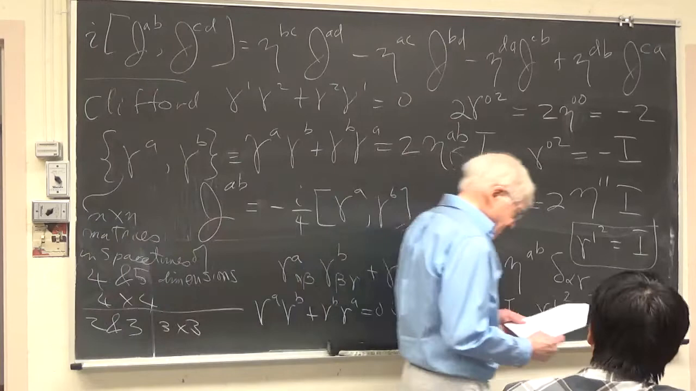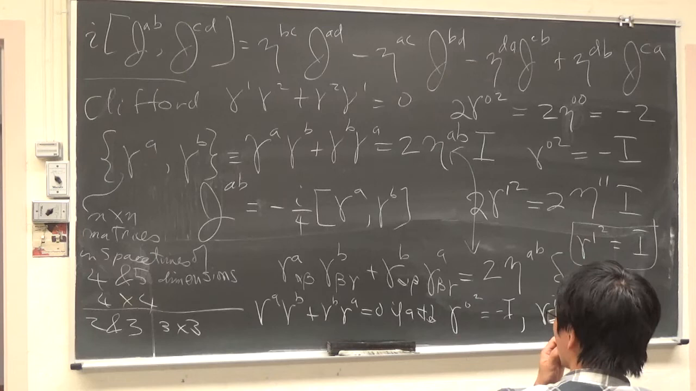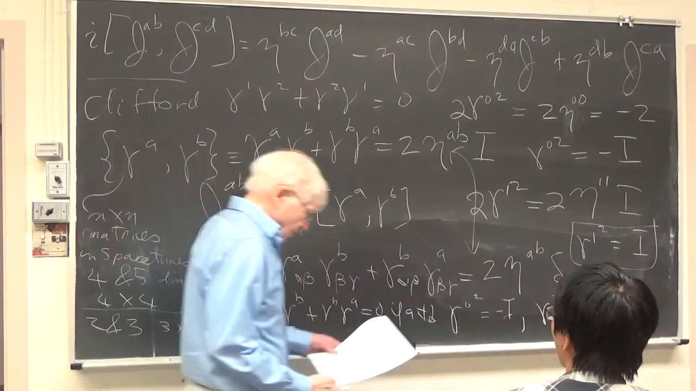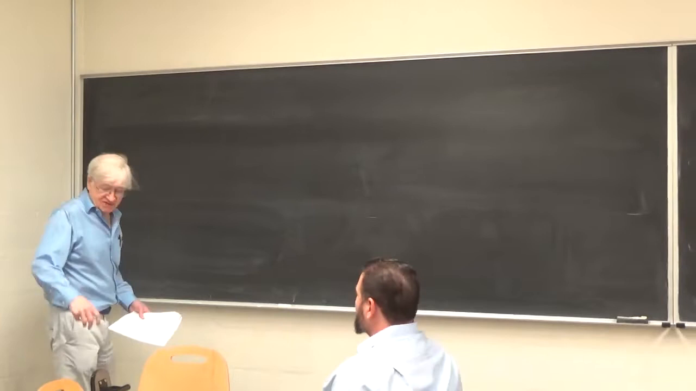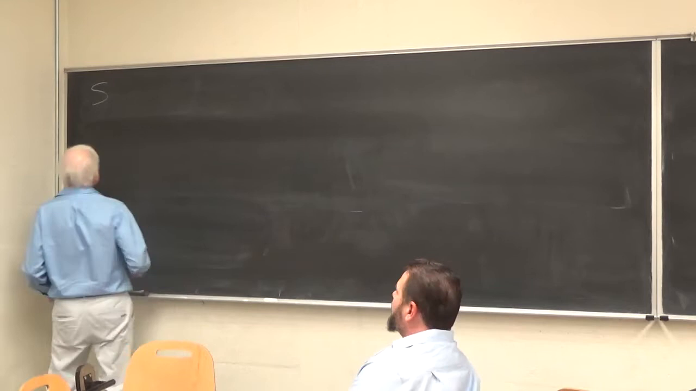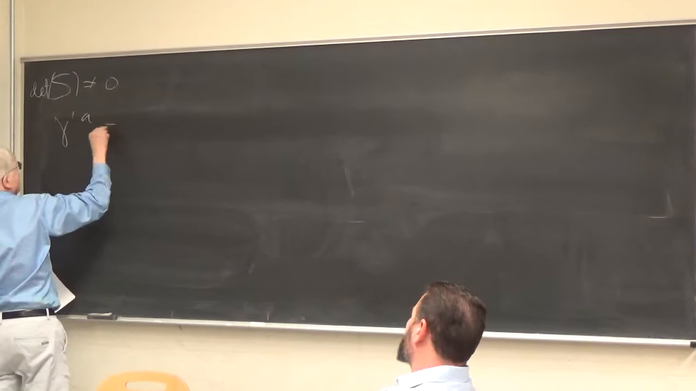When students are first taught the gamma matrices, they sometimes cling to them so much that they imagine that they're unique. In fact, they're far from unique, as you can see from the fact that this relation is invariant under a similarity transformation. So if you take your favorite gamma matrices, Weinberg gamma matrices, then you define new gamma matrices by a matrix S, where the determinant of S is not equal to zero, so S has an inverse. You then say gamma prime A is S gamma A S inverse.